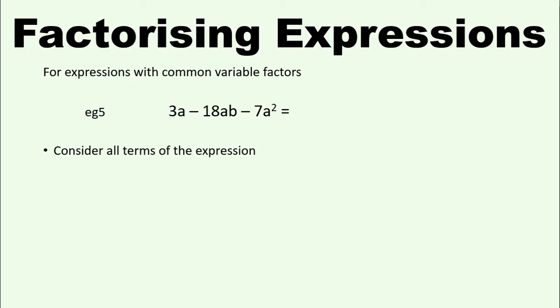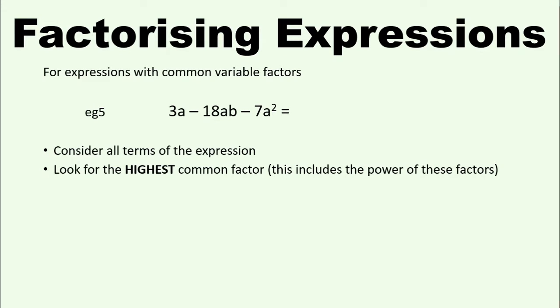As always, we'll consider all terms of the expression, so 3a, negative 18ab, and negative 7a squared, and look for the highest common factor. This includes the powers of these factors. So when I'm looking at these letters, a, ab, and a squared, I see that all terms have a as a common factor. One of these terms has a squared. Don't let that confuse you. That just means a times a.